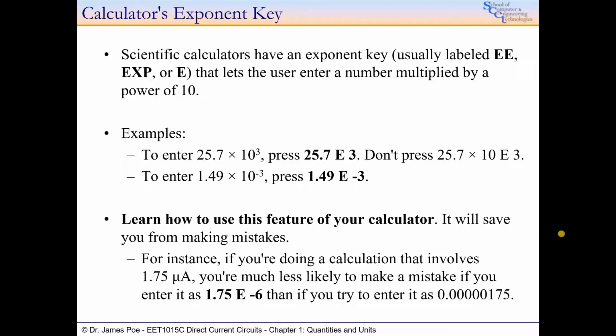Okay, so the next thing I want you to know is you need a calculator. Don't do this stuff by hand. If your math teacher doesn't let you use a calculator, that's fine. But in my class, you will always use a calculator, right? I want you not to make mistakes. In engineering, we just want the right answer.